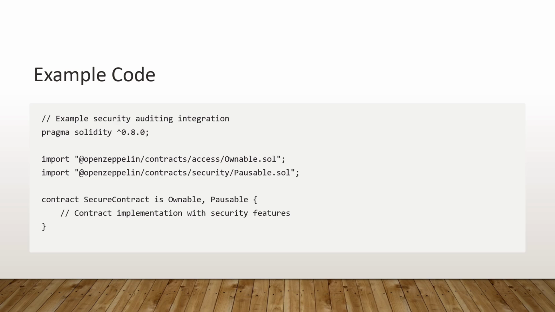So this code snippet demonstrates how to integrate security features using the OpenZeppelin Ownable and Pausable libraries. By importing these libraries, you can add ownership management and the ability to pause the contract if vulnerabilities are discovered. We saw this in the last video also. So we are using the OpenZeppelin libraries here also. This helps enhance the contract security and ensures that only authorized individuals can modify the contract state or execute specific actions.